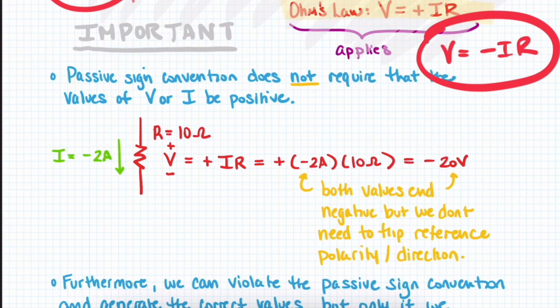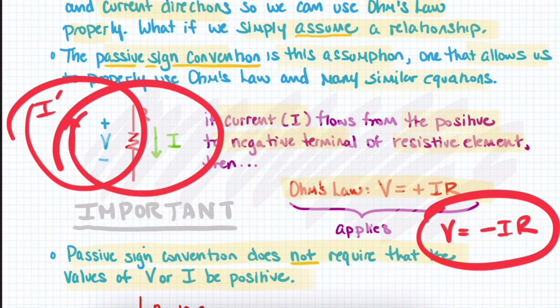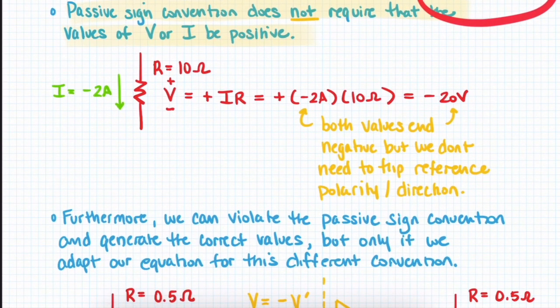So the passive sign convention does not require that the values of V or I be positive. The directions are referential. However, the value could be negative, indicating the actual flow is in the opposite direction. So that's one thing to remember here, is that these are referential directions. It's sort of like saying which way is up and which way is down. It doesn't mean that because up is up and down is down, you're going in any given direction. It's simply laying out the rules for our calculations. And so here we can see a system that obeys the passive sign convention. We have current flowing from the positive to the negative terminal.